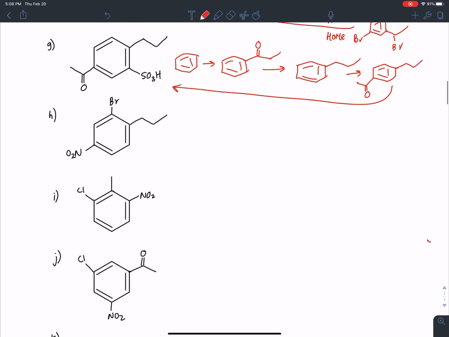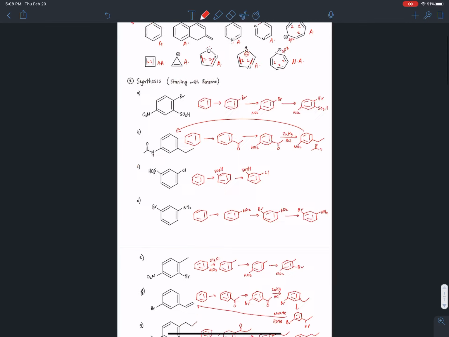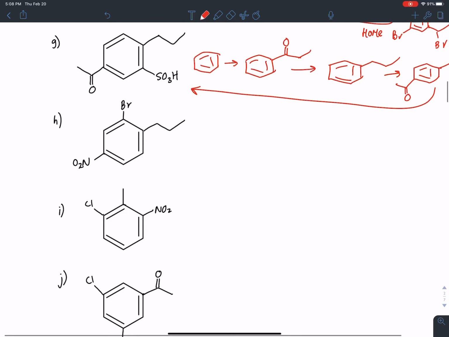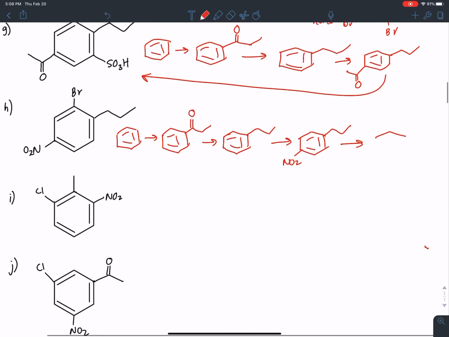Next one. We have the same thing again. I feel like we did this question already. Did we do this question already? No, not really. Okay. Benzene again. You want to add this thing first. So you would do the same thing as the last question. You would add the acylation, take the double bond O off to make your propyl. Then you add your NO2. That would go para. And lastly, you add your Br, which is the final answer.